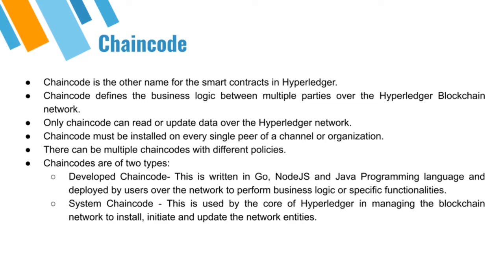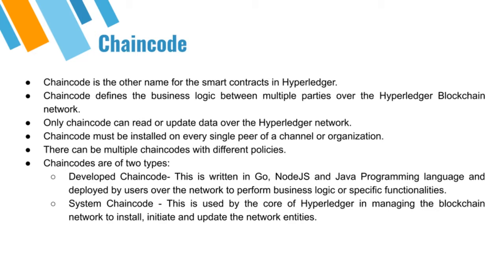You need to have a chain code running on top of the client or a peer through which the user will interact with the blockchain ledger. Chain code is nothing but another name for the smart contracts in Hyperledger. We can define our business logic or different calculations and algorithms over the chain code, which we can utilize inside the Hyperledger blockchain network.